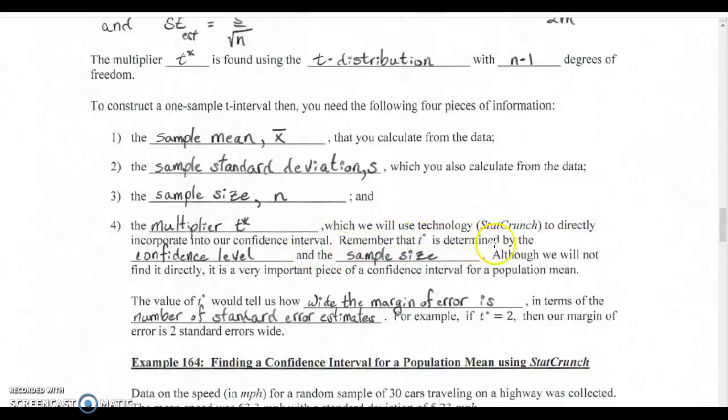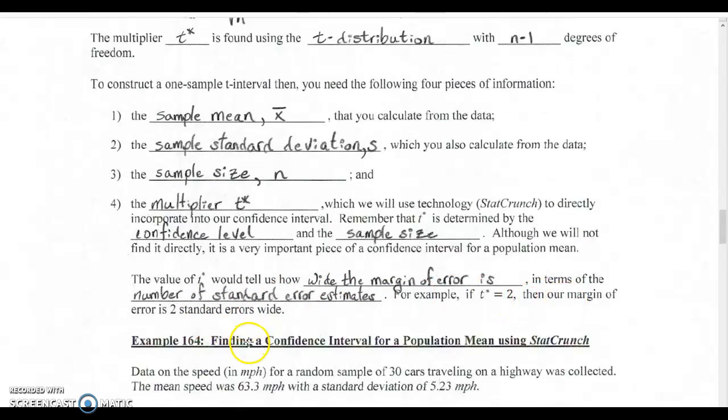So remember that t star is determined by the confidence level and the sample size in this case. So although we will not find it directly, it's a very important piece of the confidence interval for a population mean. But I'm not going to be saying you should memorize what the t stars are. The value of t star would tell us how wide the margin of error is in terms of the number of standard error estimates, right? Because the margin of error is t star times the standard error estimate. So it tells you how many standard error estimates wide the margin of error is. For example, if t star is 2, then our margin of error is 2 standard errors wide.